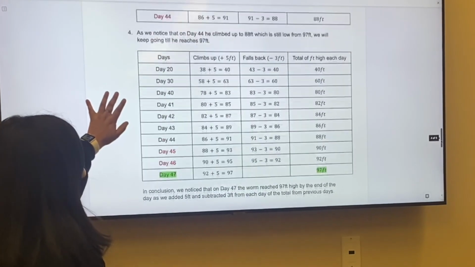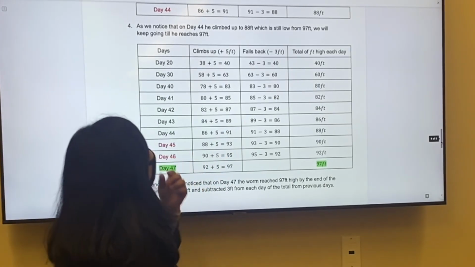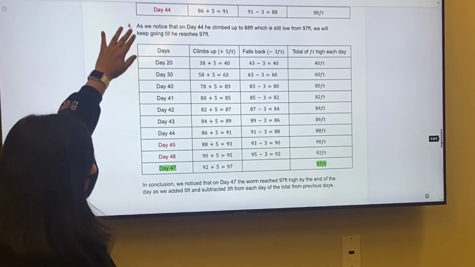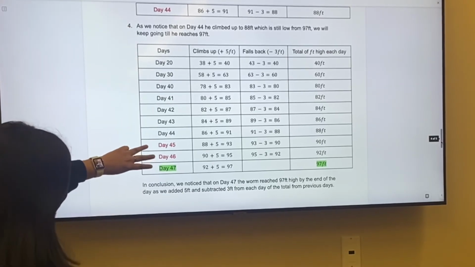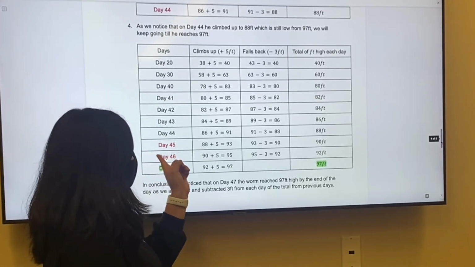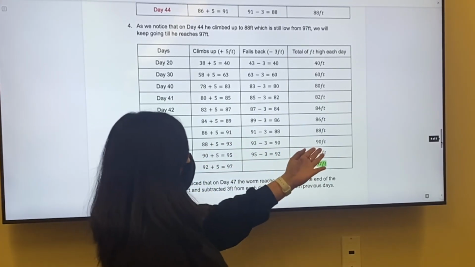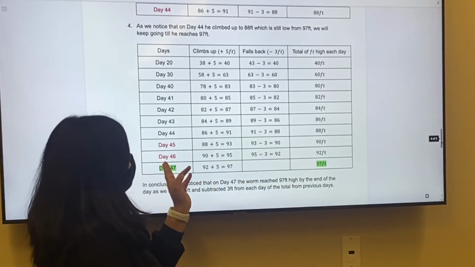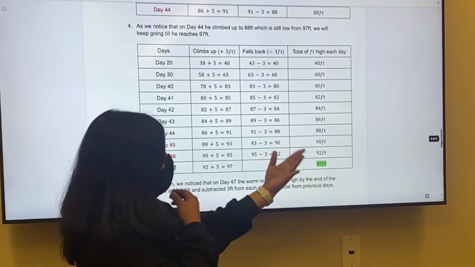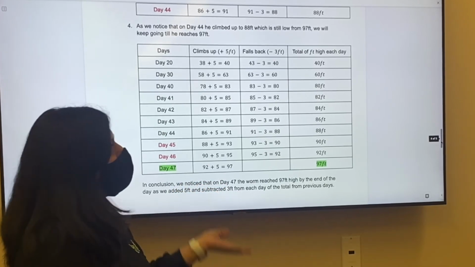As we notice, on day 44, he climbed up 88 feet, which is still smaller than 97 feet. We will keep going till he reaches 97 feet. Since I already explained all the way to day 44, I'm going to be explaining the last 3 days to see if he reached 97 feet. For day 45, since we stopped at 88 feet, we keep adding 5 and then subtracting 3, giving us 90 feet. Same process for day 46, giving us 95, and then minus 3, 92, giving us 92 feet. And then day 47, 92 plus 5 gives us 97 feet, which he reached his goal.